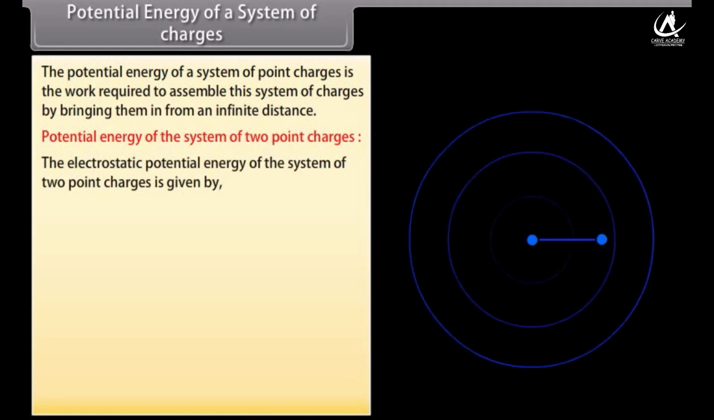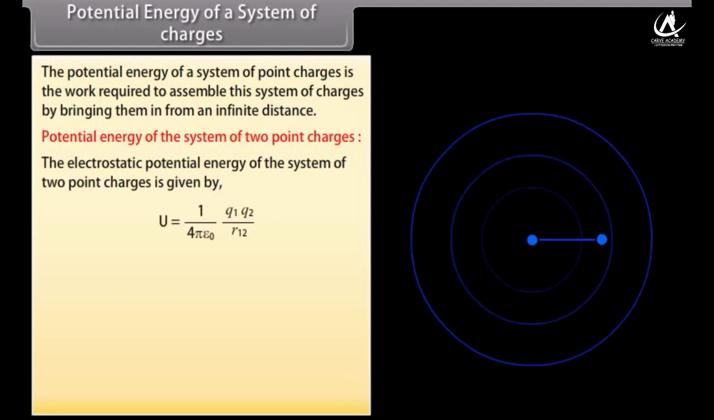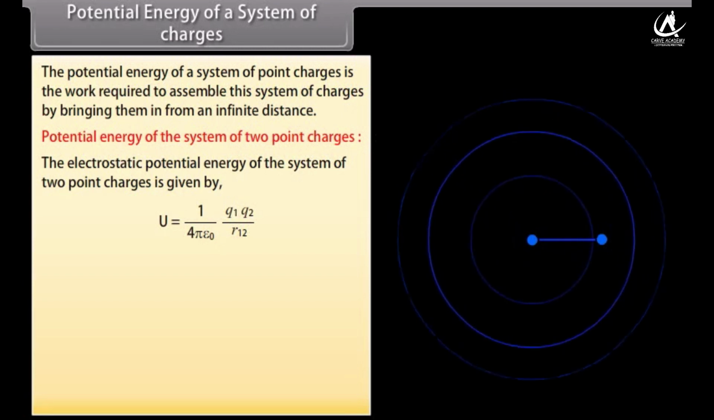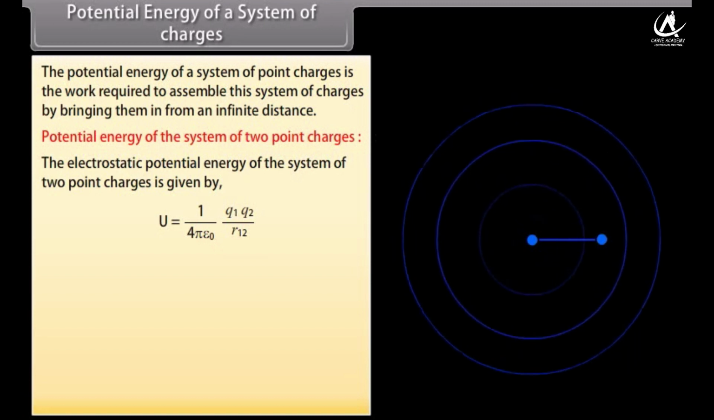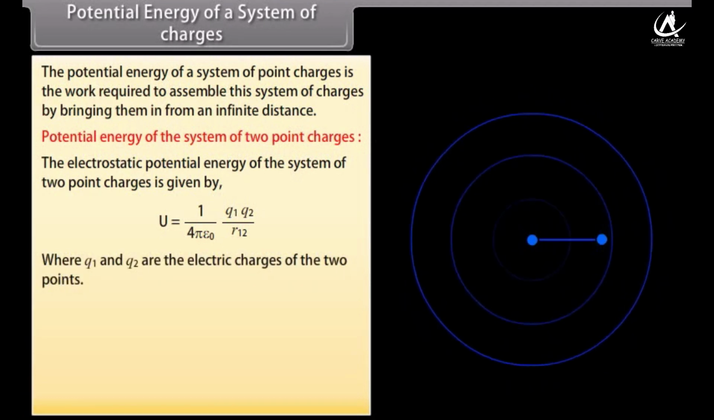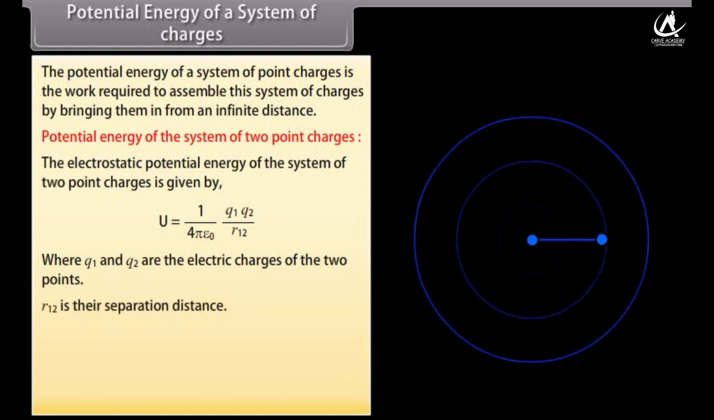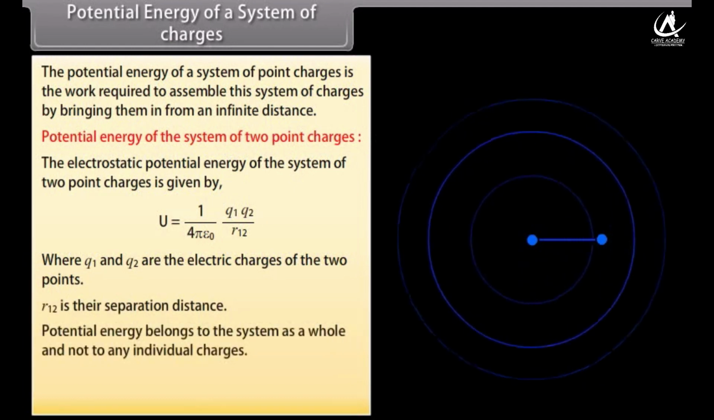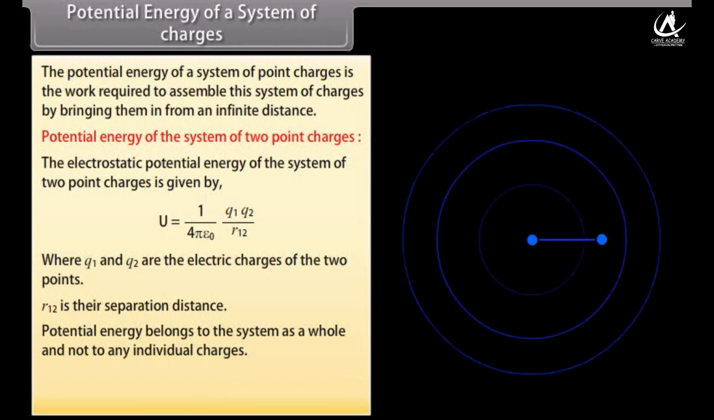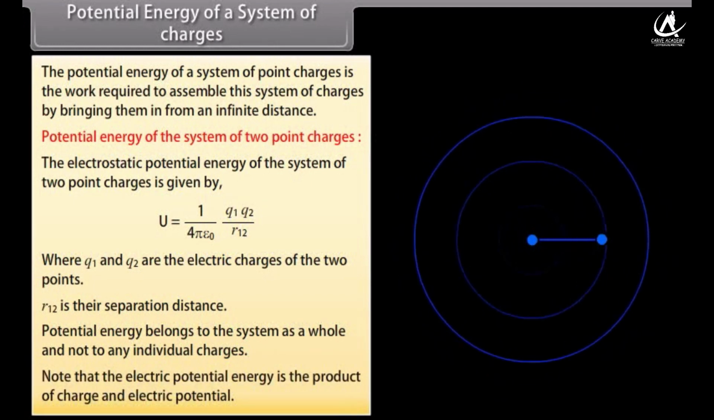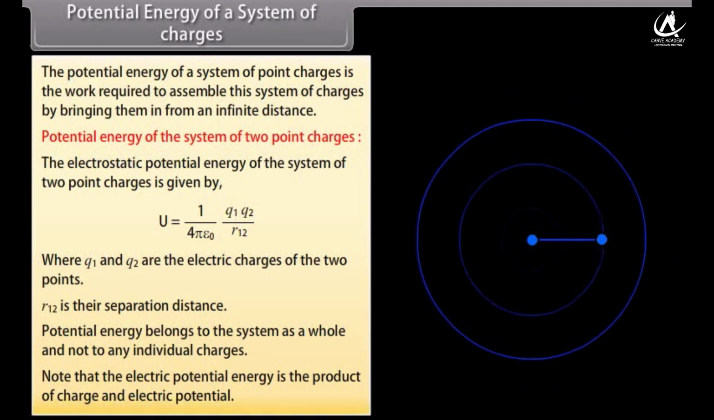The electrostatic potential energy of the system of two point charges is given by U as 1 upon 4 pi epsilon naught multiplied by q1 q2 upon r12, where q1 and q2 are the electric charges of the 2 points. r12 is their separation distance. Potential energy belongs to the system as a whole and not to any individual charges. Note that the electric potential energy is the product of charge and electric potential.